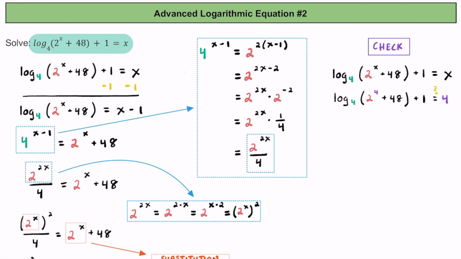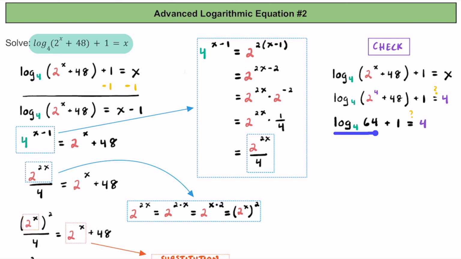Okay, let's go ahead and then just raise this 2 to the 4th power. That's going to be 16. And let's add 16 plus this 48. So if we do 16 plus 48, that's going to be 64, I believe, right? So we have log base 4 of 64 on the left side of the equation, and then adding 1 to that, and hopefully that's going to equal this 4 on the right side of the equation.